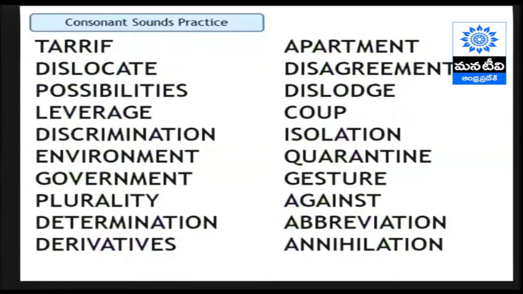Plurality, determination, derivatives, apartment, disagreement, dislodge. C-O-U-P is coup. It's not coop or coup, it's coup. Isolation, quarantine, gesture. A lot of people pronounce this as gesture. It's not gesture just because the letter G is there. It is gesture.